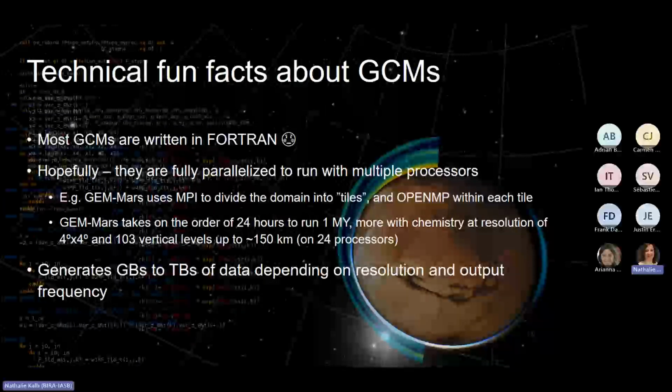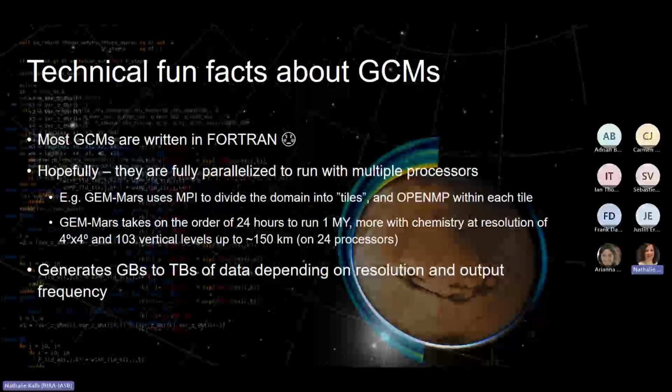If you're lucky, they are fully parallelized to run on multiple processors so that you don't have to be too patient. So we divide the lat long grid up into tiles, and then they each run on a processor, and then they communicate back and forth, and it kind of speeds things up. For us, it takes about 24 hours to run one Mars year. It takes a bit longer with chemistry. Chemistry is kind of computationally expensive.